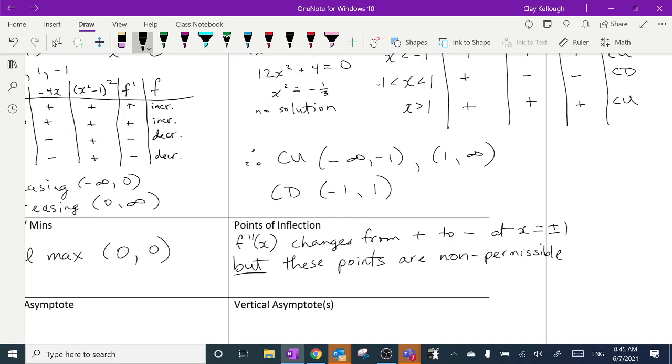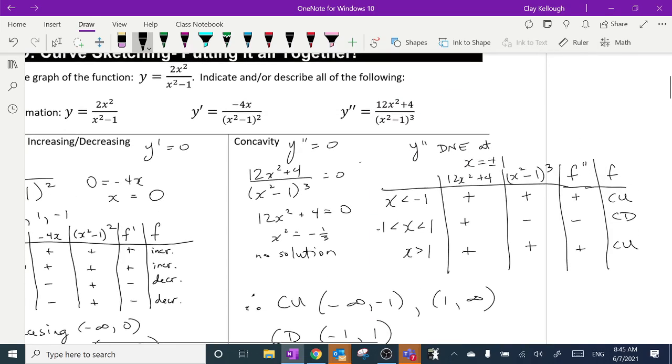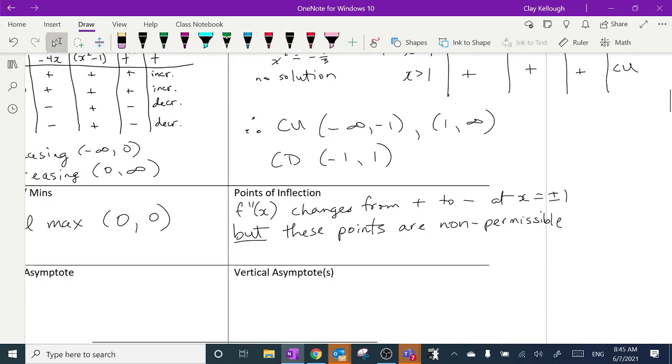Don't forget what the original function was. The original function was x squared minus 1, so x can't be plus or minus 1. So it's not like that's a point where you could have an inflection and a change in the curvature, because that point doesn't actually exist. So therefore, this function has no points of inflection. So we don't have any minimums. We don't have any points of inflection.